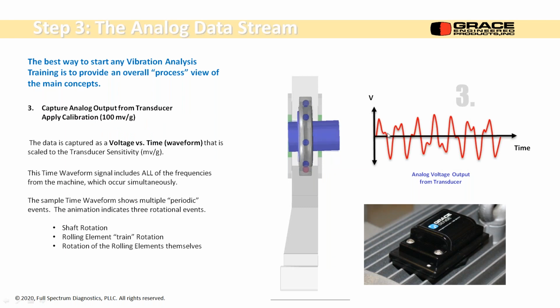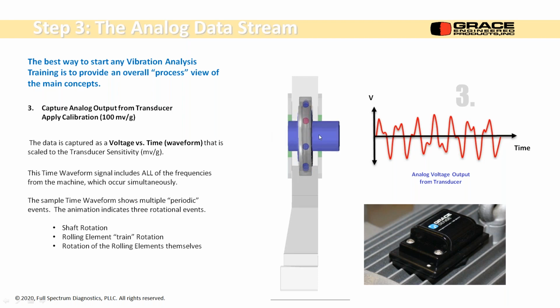What do we get? We get an analog waveform. This is voltage versus time until we put in that 100 millivolt per G calibration factor. What we're seeing is all the vibration in the system. So let's assume I'm taking a measurement on the bearing housing here. I'm picking up the rotation of the shaft. I'm picking up the cage frequency, which is the spacer between all the balls. It'll rotate at about 40% of shaft speed.